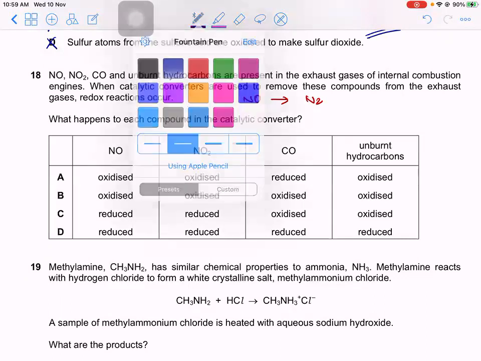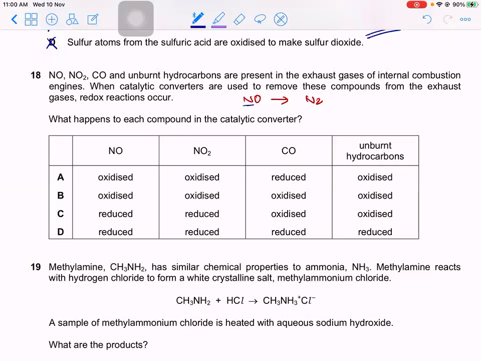What is happening to NO? So it is going from, let's see, what is the oxidation state of nitrogen here? It will be +2. It is going from +2 to 0. So it is getting reduced. A and B can't be answers. Let's see CO. What happens to CO? It becomes CO2. You see carbon right here is +2. Here it is +4. What is happening to CO? It is getting oxidized. Answer therefore is C.